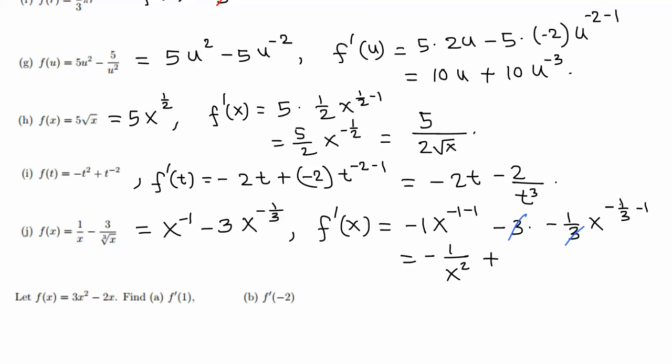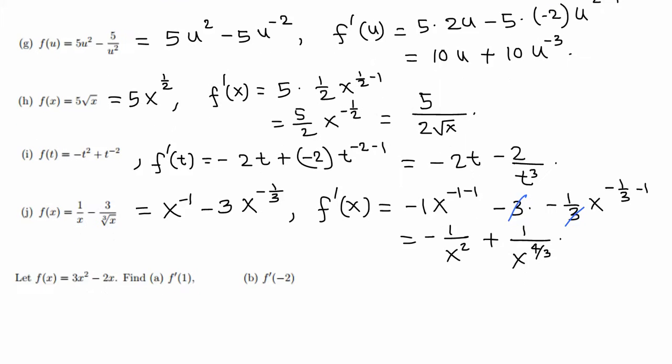This is x raised to negative 1/3 minus 1. 1/3 minus 3/3, since 1 is the same as 3/3, so this becomes negative 4/3. Put that on the bottom. So 1 over x raised to positive 4/3, or you can write x raised to negative 4/3 on the top.